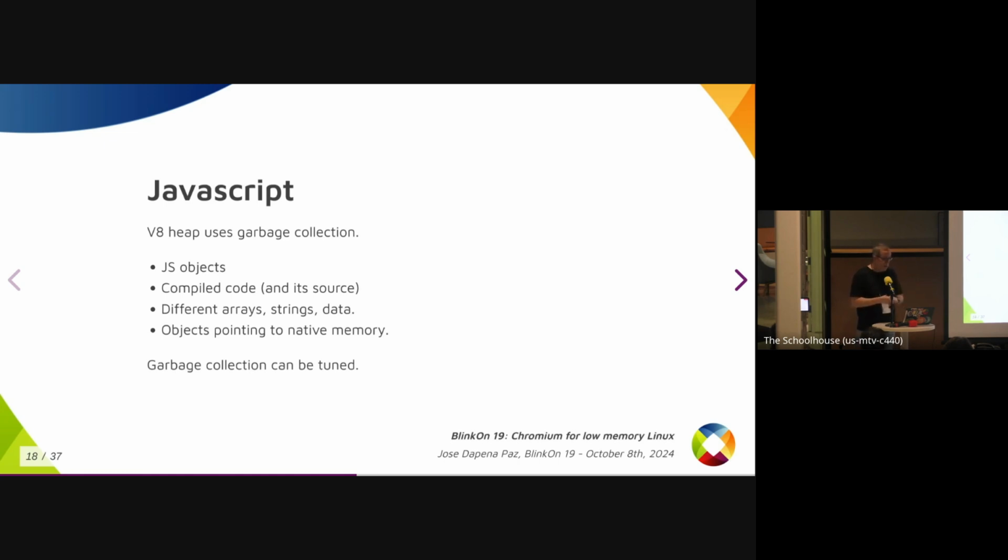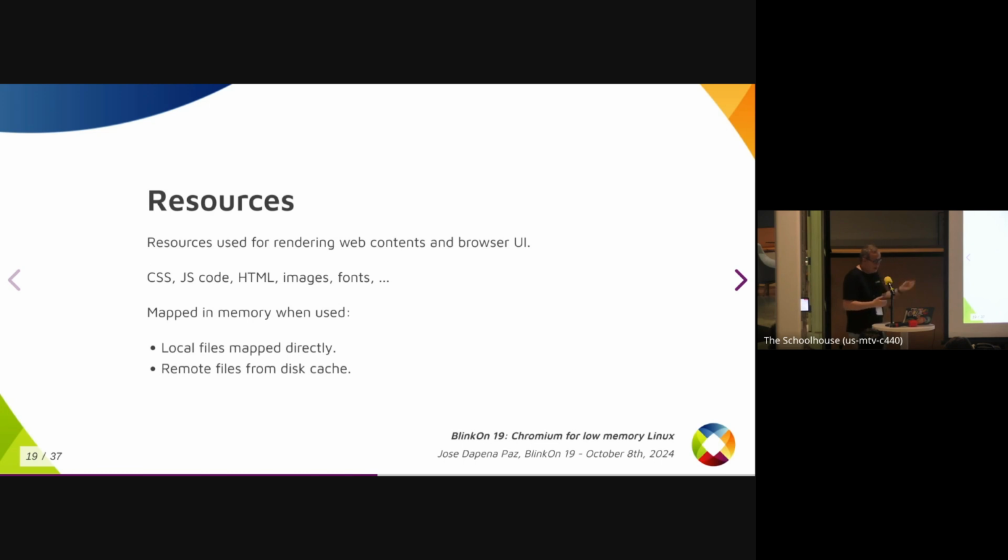memory. So yeah, the garbage collection fortunately can be tuned, but it's not easy to adapt to very, very low-end memory scenarios where we may have peaks of usage, then we run out of memory, and then, okay, garbage collection happens, but the problem is that in this peak, we may end up going out of memory. And yeah, as I said, resources for rendering the actual web contents and the browser UI.